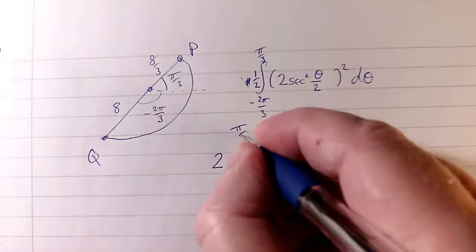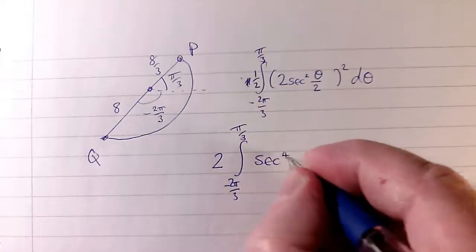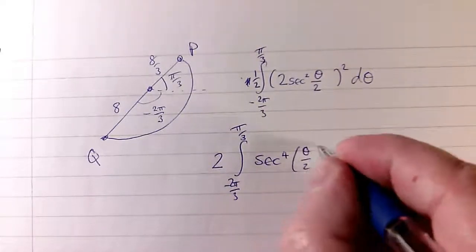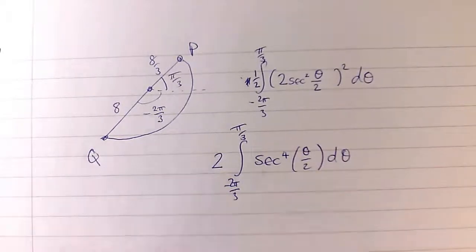Okay, I'll put my limits on. I could miss them off and be lazy. Okay, so basically I'm integrating sec to the power of 4 of theta by 2. I'm not really too bothered it's a theta by 2, but how do I integrate sec to the power of 4 of something?